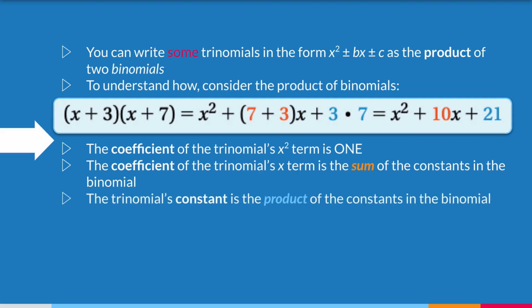And the trinomial's constant, in this case the 21, is the product, or the multiplication, of the constants in the binomial. So again, the constants were 3 and 7. 3 times 7 is 21. That's because we're going to multiply 3 and 7. If you think about the FOIL, that's the L in FOIL.